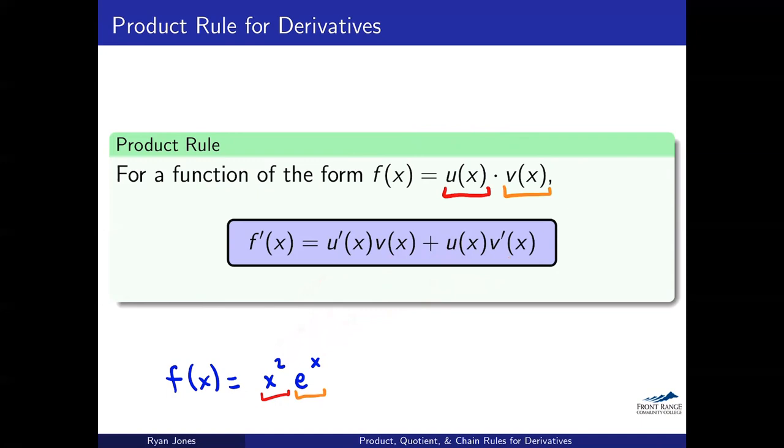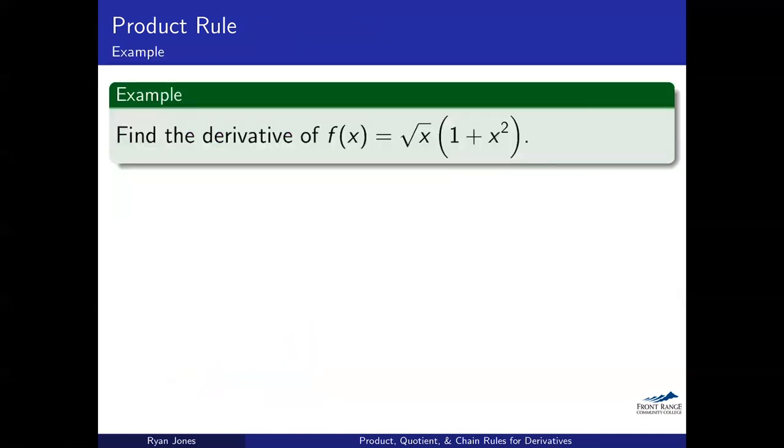So let's go ahead and get into an example here. We're going to look at this function f of x equals square root of x multiplied by 1 plus x squared. When you see this, it should be pretty clear that there are two distinct parts to this. We have a root x, and I'll mark that in red here. And in orange, I've got my 1 plus x squared. And we can use the product rule on this because there are these two distinct parts.